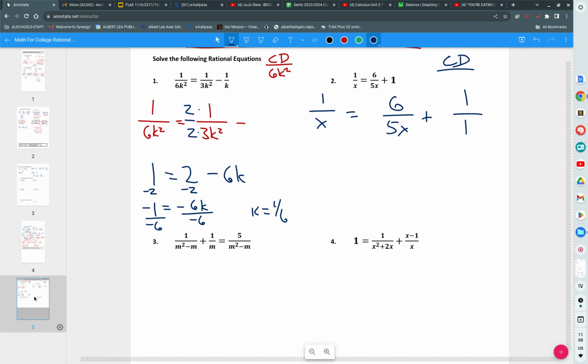Okay, I heard a lot of people say it. The common denominator is 5x. So therefore, I multiply the top and bottom of this by 5. Notice this middle one, 6 over 5x, does not get multiplied by anything. But 1 over 1 gets multiplied by 5x over 5x.